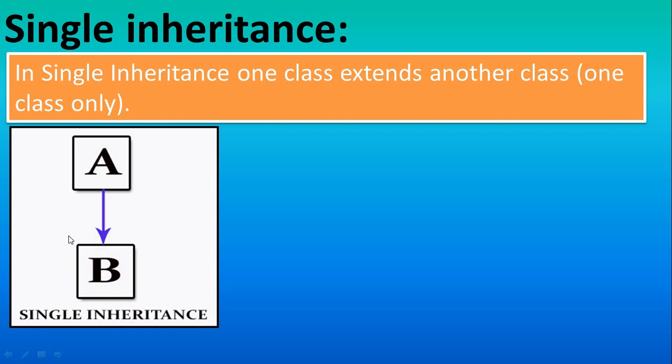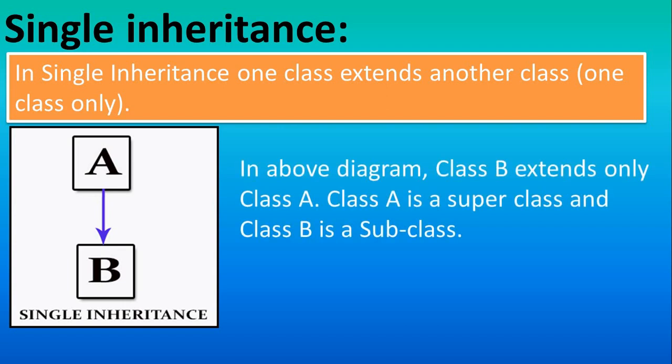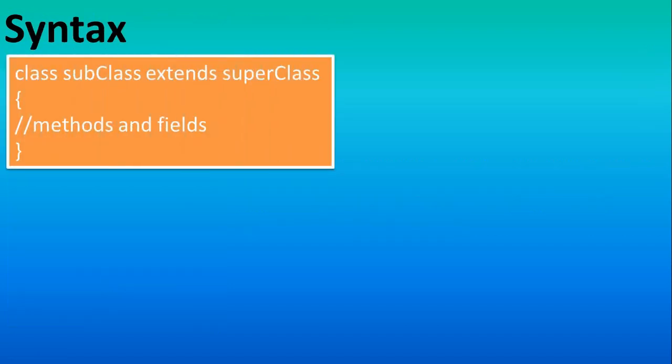That is the advantage of single inheritance, and it is one of the simplest inheritances because there will be only two classes, so no confusion will be there. In the above diagram, class B extends only class A. A is the super class and B is the subclass, or you can use the simple names base and derived. Here we will take the syntax.